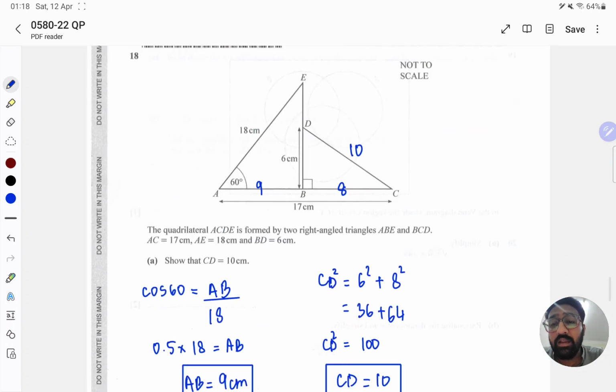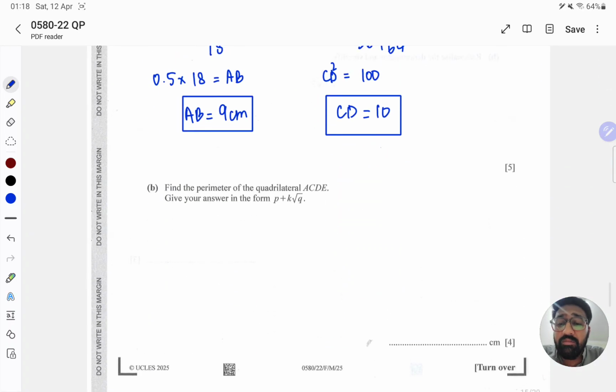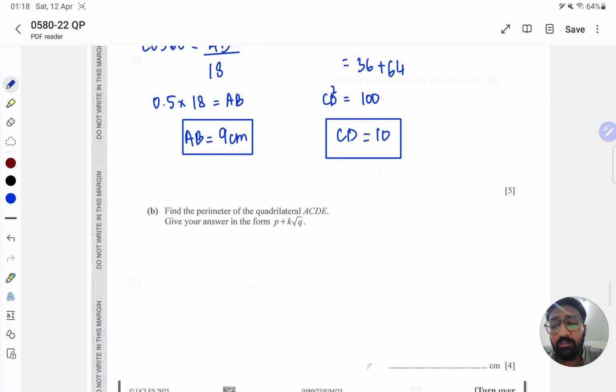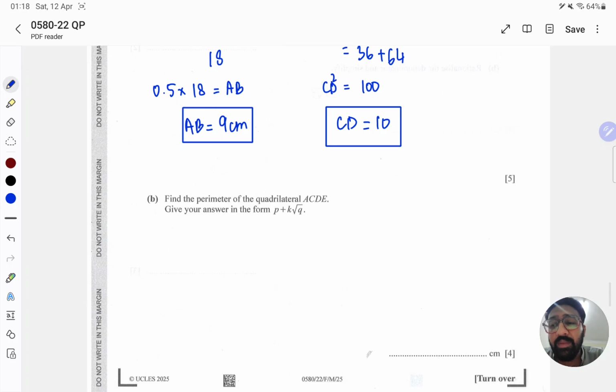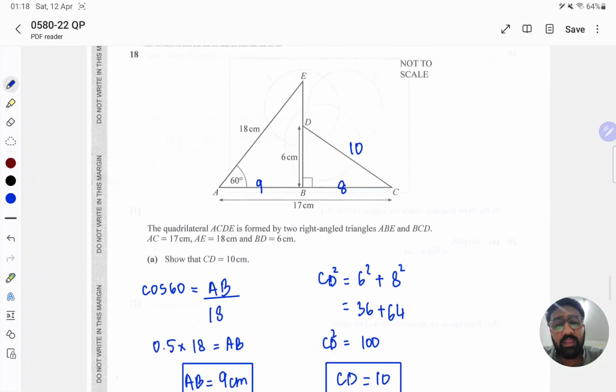Question number 18, part B. Find the perimeter of the quadrilateral ABCDE. Remember, when you need to find the perimeter, it is basically the sum of all the outer sides. So A, B, C, D, and E.